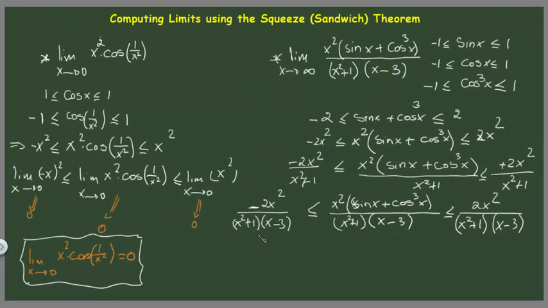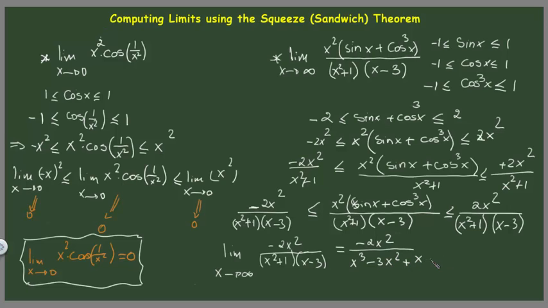Okay. Now, if you take them separately, like taking the first, this outer function here, the limit as x approaches infinity of minus 2x to the power 2 over x to the power 2 plus 1 times x minus 3. In this kind of function, we just need to factor the largest power of x. We can expand it, but anyway, it's going to give 0, which I can see already. But let us just expand it. It's going to give us minus 2x to the power 2 over, expanding the denominator, x to the power 3 minus 3x to the power 2 plus x minus 3.